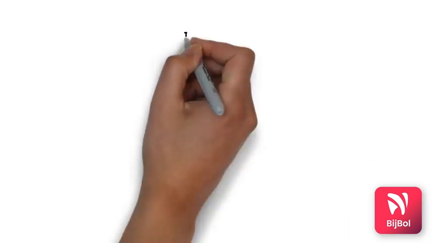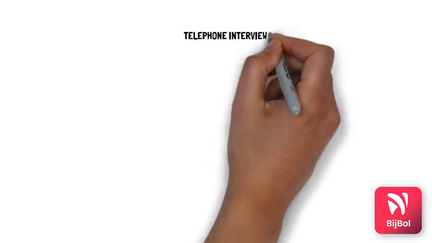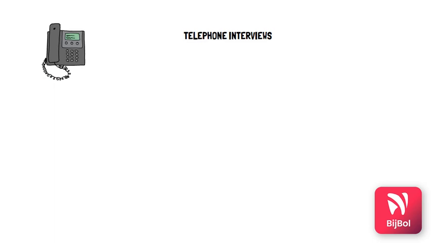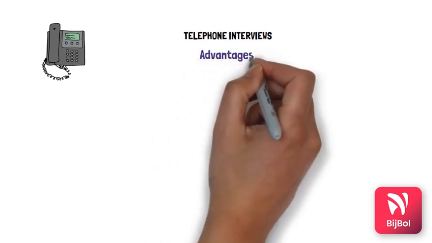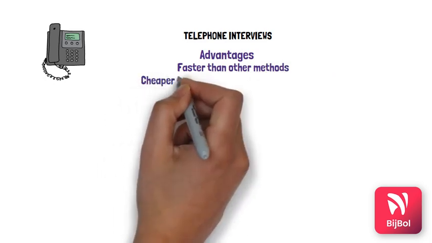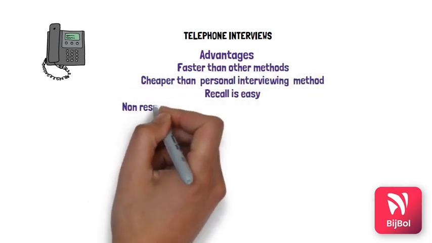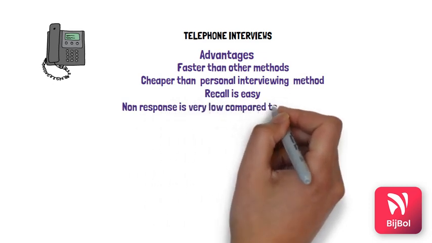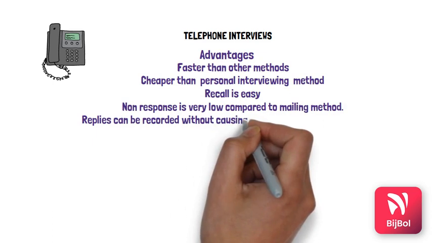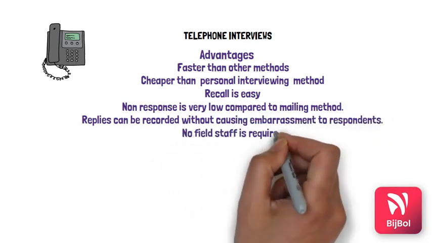So as I told you, here the interview is done with the person but through the media of telephone. So this is what is telephone interview. Advantages are, it is faster than other methods and it is cheaper. Recall is easy, you can call several times, and non-response is very low compared to the mailing method. Replies can be recorded without causing embarrassment to the respondents because it is on telephone, and no field staff is required, only one person is enough.